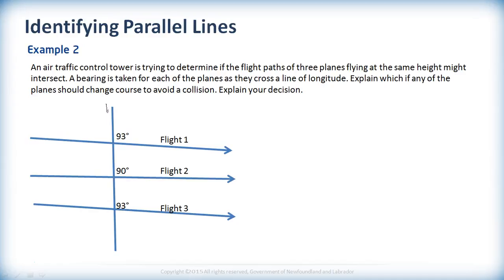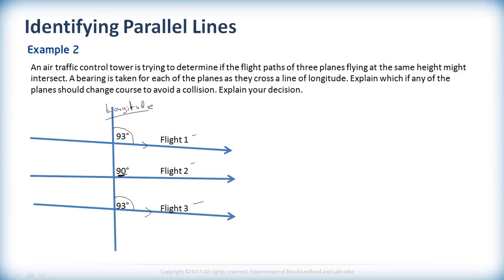Okay, so this would be your line of longitude here, this vertical line. And if that's your line of longitude, and we have these three flight paths, the only way the planes are never going to intersect is if they're parallel lines. So how can we show that lines are parallel? Well, they have to have some of those transversal properties working in their favor. So I can see right now that this angle and this angle are both 93 degrees, which means that they are going to be corresponding angles if we think of our line of longitude as a transversal, which makes this line and this line parallel. This 90-degree angle here, however, that's not a good one.